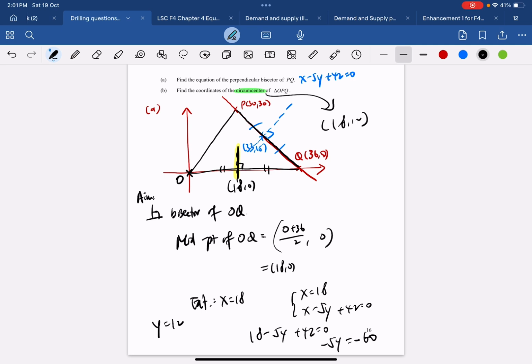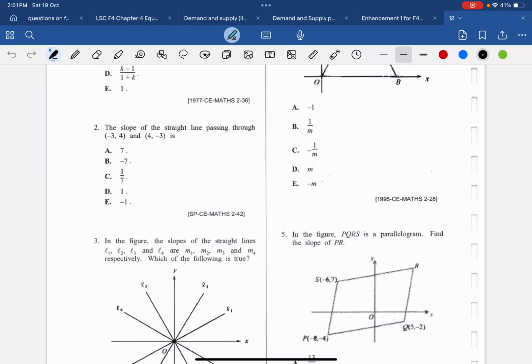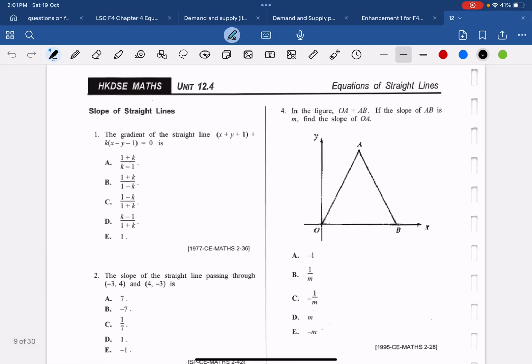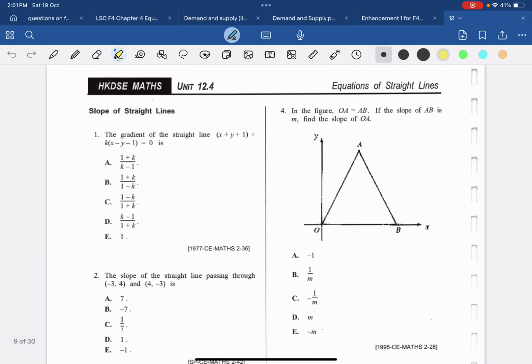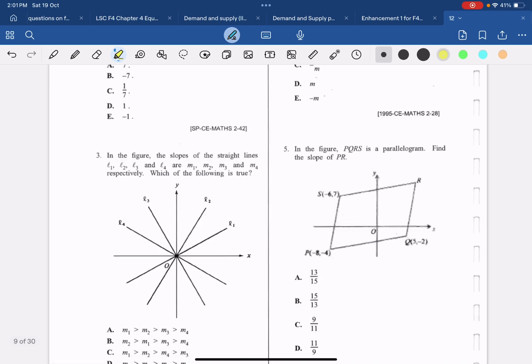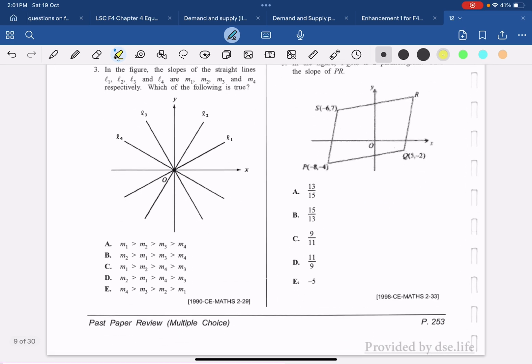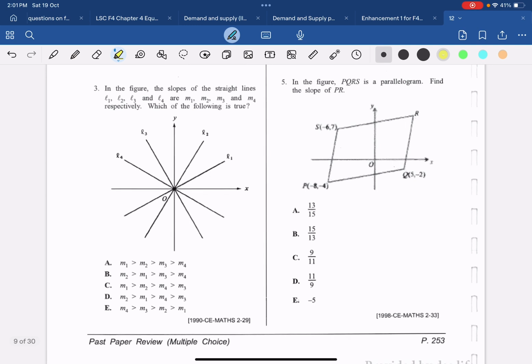Got it? Then the next part, we would like to come to the MC. The first type of MC I would like to teach you is how to compare the slope of different straight lines. Let's see page 253. Take a look at question 3.